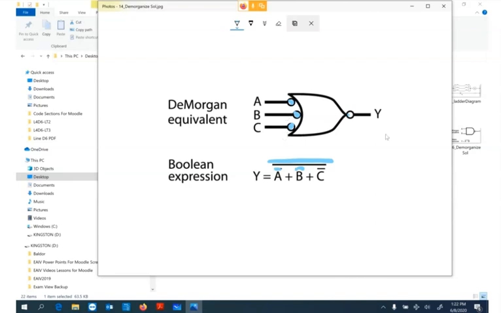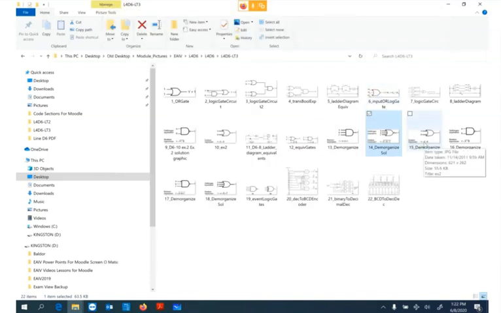or not C equals Y not. Funny. Who thought of this stuff, right?